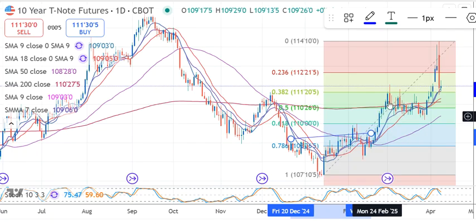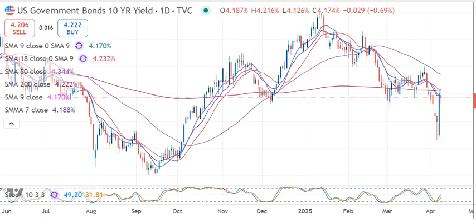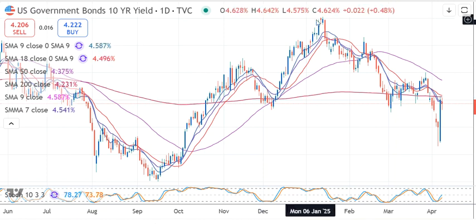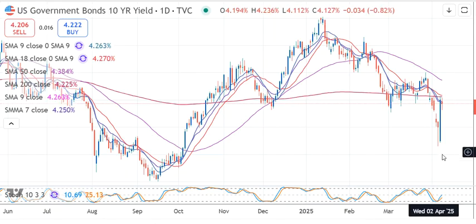If I show you this one, this is the yield of the T-Notes. So what happens is the market inverses or reverses. When the yields go down, the futures market goes up.